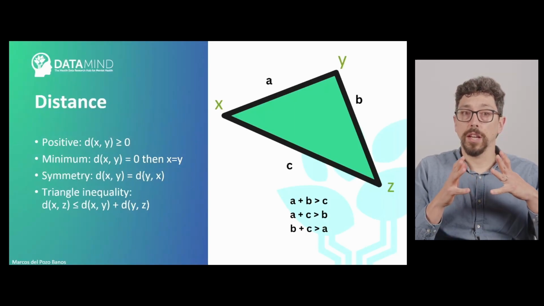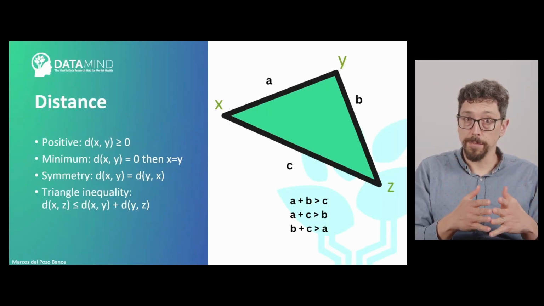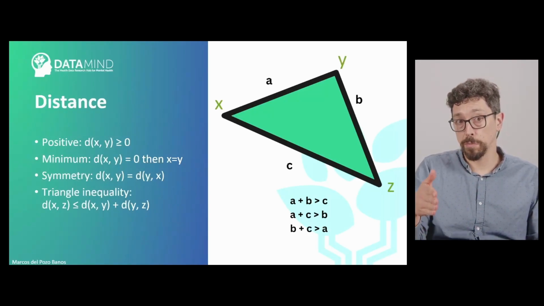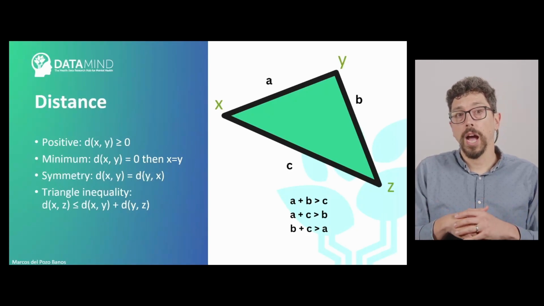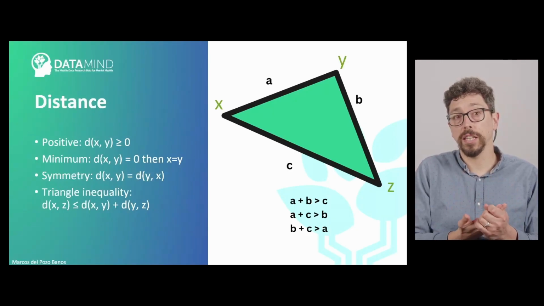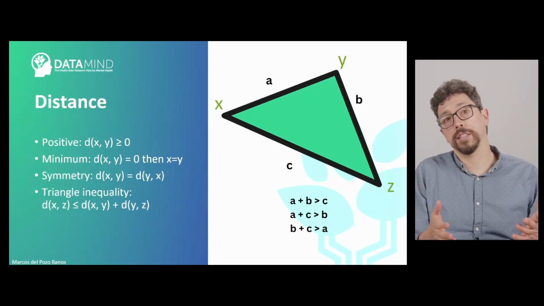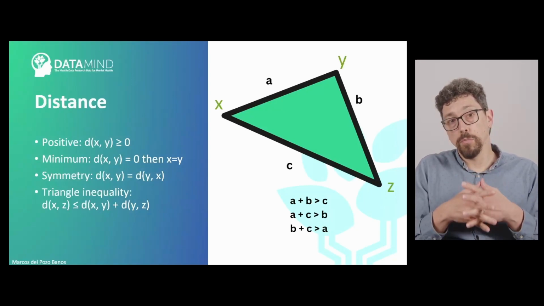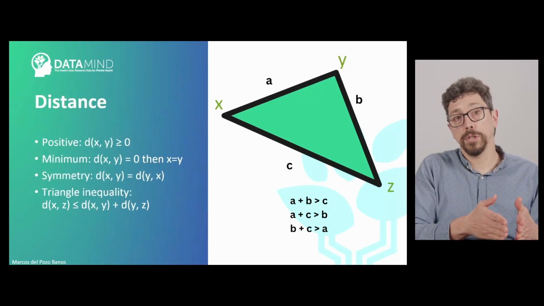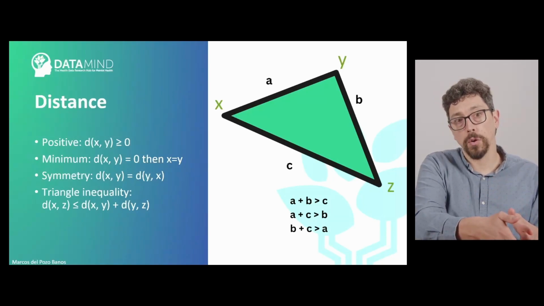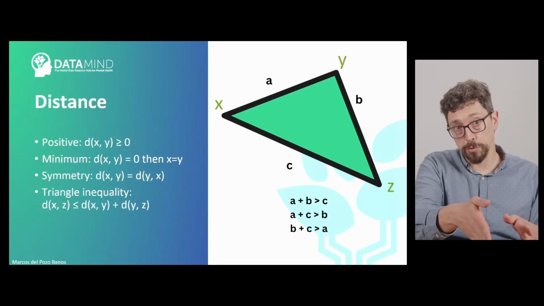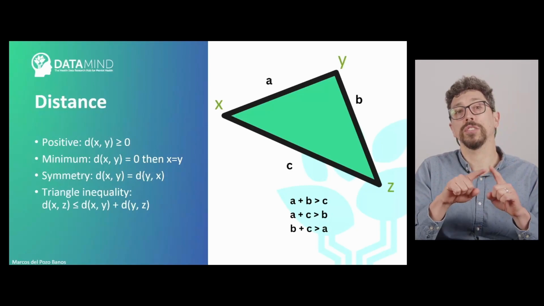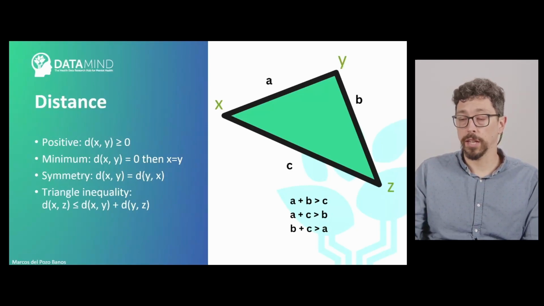A distance has the property of symmetry, meaning that the distance between points x and y is the same as the distance between y and x. And they meet the triangle inequality, which is to say that the distance between the points x and z is always smaller or equal than the distance between x and an intermediate point y plus the distance between y and z. You can see a graphical representation of the triangle inequality on the right-hand side of the slide.